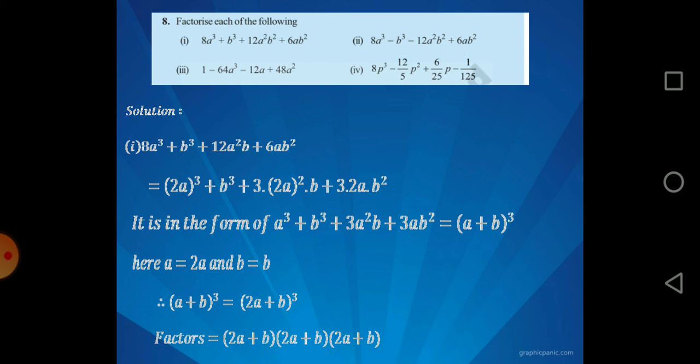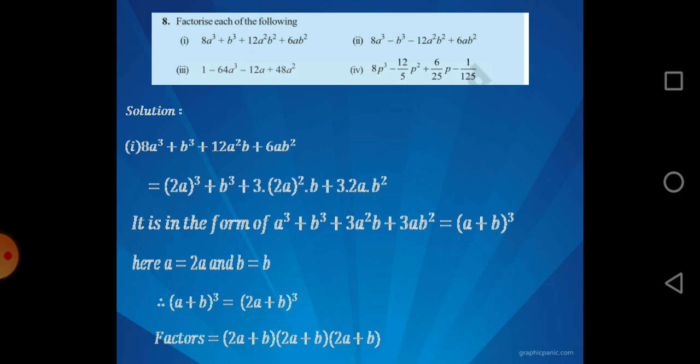2a square becomes 4a square and 4 3s are 12a square b. Yes, 12a square b is the third term of the question. So, now we have understood that the question is a cube plus b cube plus 3a square b. Now let us test for the fourth term, 3ab square.